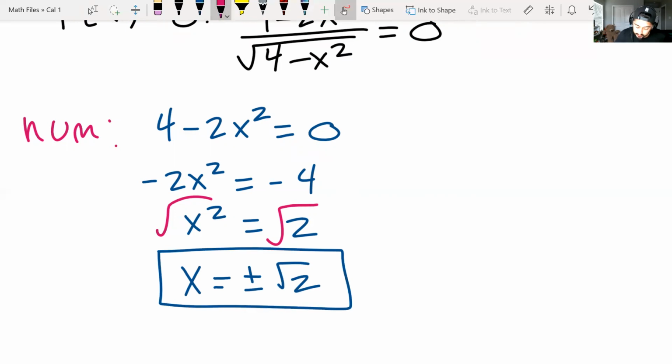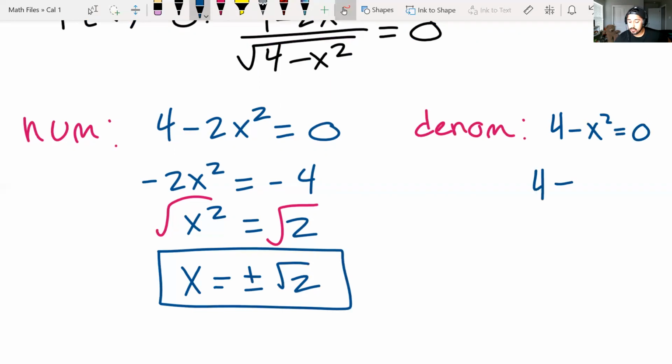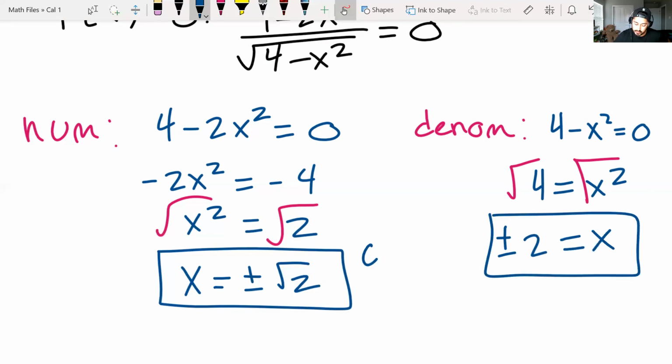Then we want the denominator. And I only have to set the inside equal to 0. So 4 minus x squared equal to 0. 4 equals x squared. Square root, plus or minus 2 equals x. These are my critical numbers, my crits.